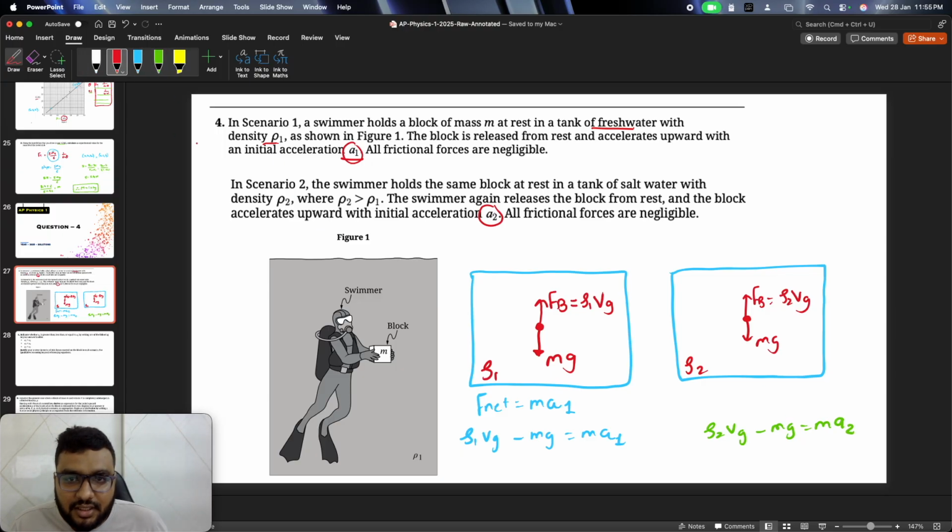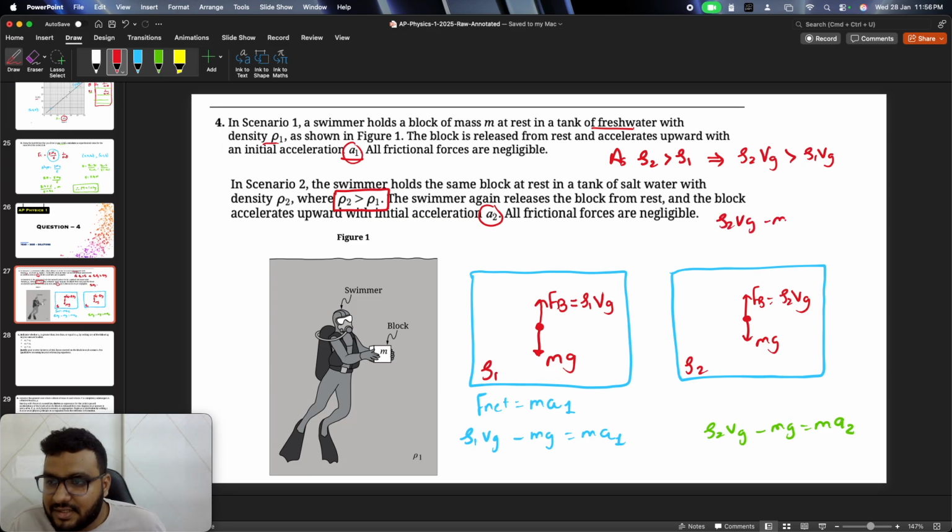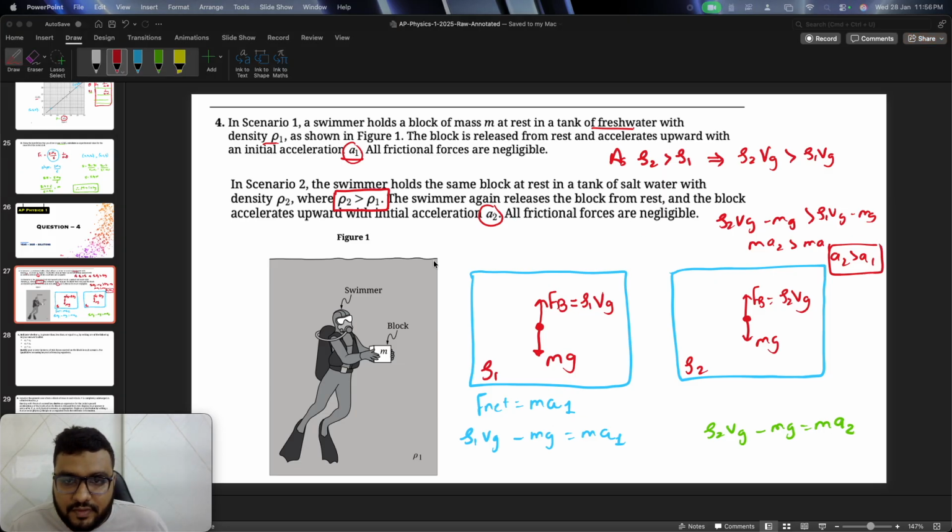Now, given to us there is a condition which is rho 2 is greater than rho 1. So as the value of rho 2 is greater than rho 1, can I say that the buoyant force of rho 2 will also be greater, because Vg is constant. If I multiply by a positive value Vg, rho 2 Vg is also greater than rho 1 Vg. Now if I subtract mg on both sides, rho 2 Vg minus mg is greater than rho 1 Vg minus mg, and this is what we have as ma2 greater than ma1. So I can say that acceleration 2 is greater than acceleration 1. Okay, so this is what we can understand from these two scenarios.